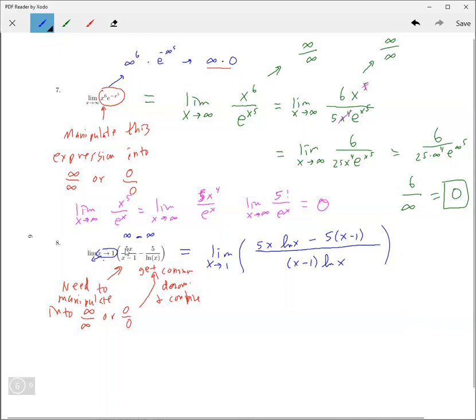So this one, we multiply by log x over log x. We multiply this one by x minus 1 over x minus 1, and then you'll end up with this, because they both have the same denominator, and so you just combine them like that. Okay, so let's simplify this a little bit and see what's going on. So we have 5x log x minus 5x plus 5. And then down here we've got x minus 1 times log x. Now as you approach 1, what happens?